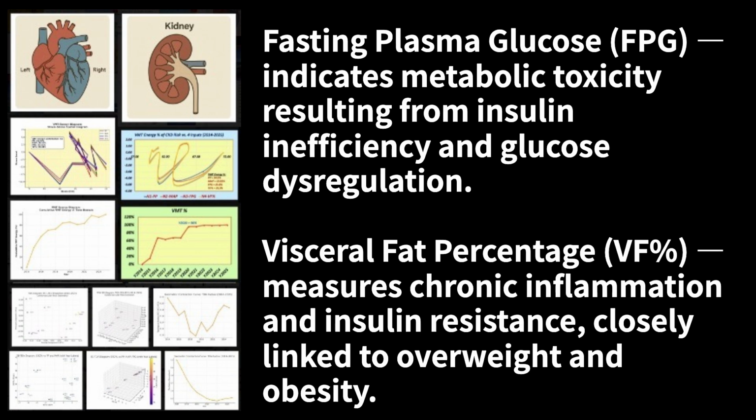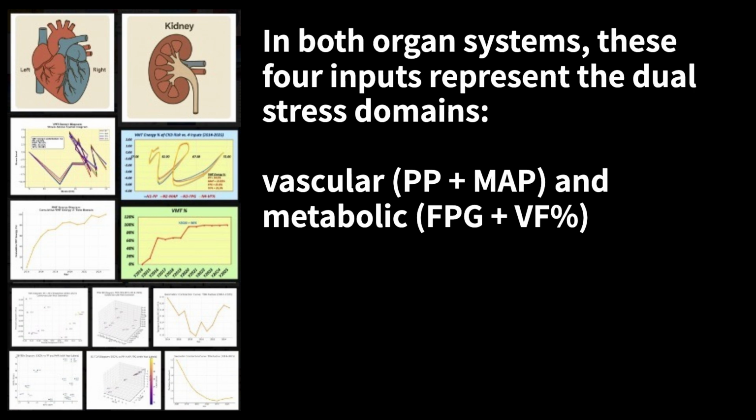Fasting plasma glucose, FPG, indicates metabolic toxicity, resulting from insulin inefficiency and glucose dysregulation. Visceral fat percentage, VF%, measures chronic inflammation and insulin resistance, closely linked to overweight and obesity. In both organ systems, these 4 inputs represent the dual stress domains: vascular, PP plus MAP, and metabolic, FPG plus VF%.